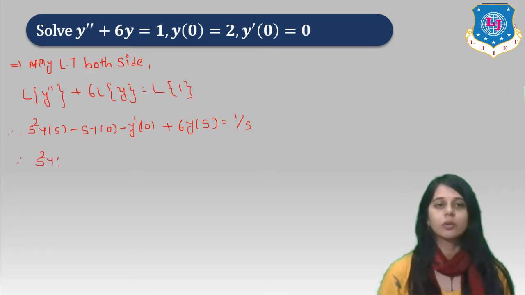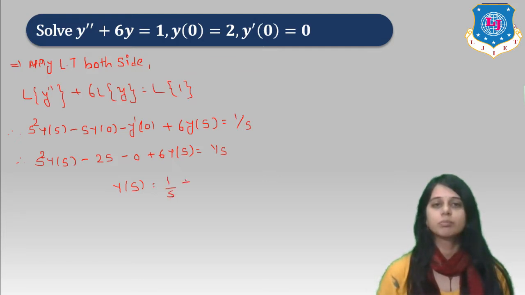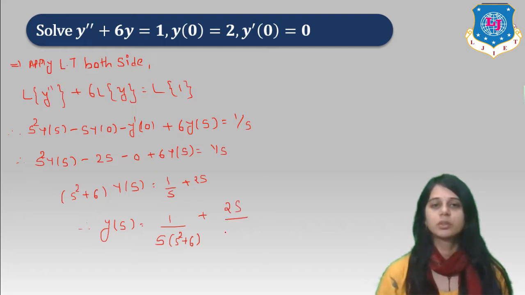S square Y of s. What is the value of y of 0? It is 2s, 0, 6 Y of s equal to 1 by s. So Y of s equal to 1 by s plus 2s. Now we create the subject as Y of s: 1 upon s into s square plus 6, plus 2s upon s square plus 6.